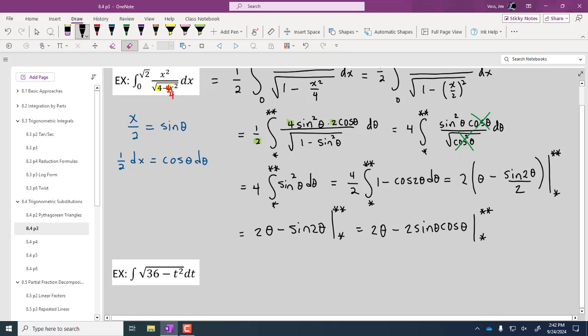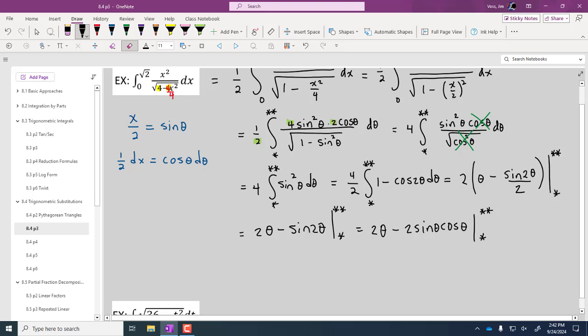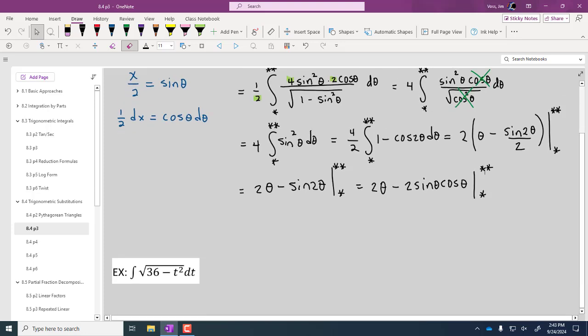So, the double angle for sine. Need more space. Okay, so just double angle. Now we get to draw a picture. So we need to turn these thetas back into x's. We need to back substitute.